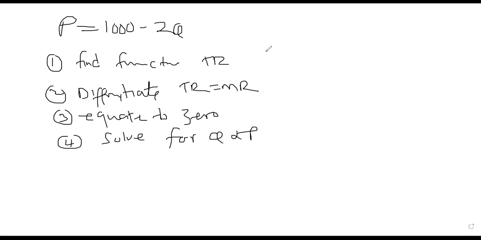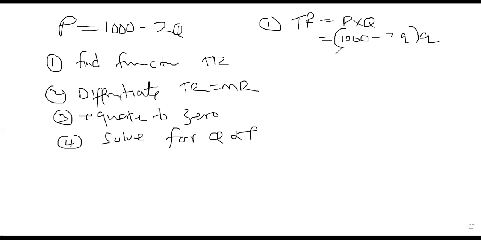Step 1, Ronnie, how do you find the total revenue? So total revenue is equal to P times Q. Yeah, so that will be 1,000 minus 2Q multiplied by Q. Correct. So that will be 1,000Q minus 2Q squared. Correct. Step 2.